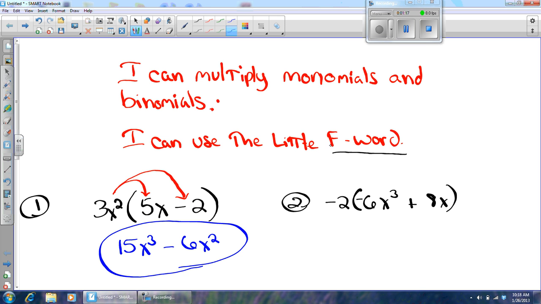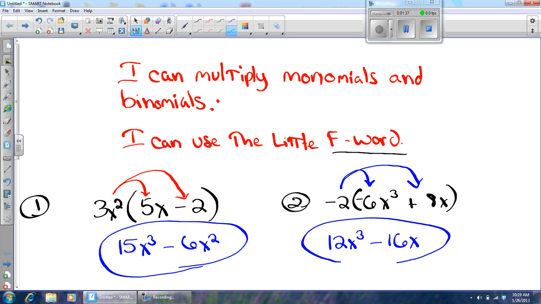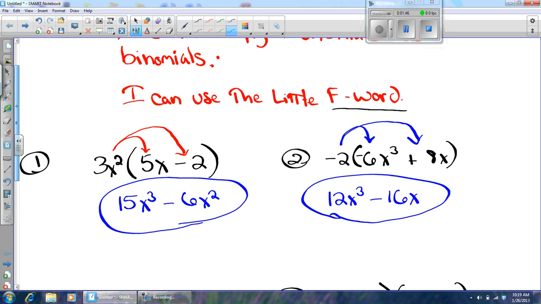Okay, Kara, check this one out. I bet you'll like this. I'm going to distribute a negative 2, right? So I'm going to do negative 2 times negative 6x cubed, which will be a positive 12x cubed. All right, and then I'm going to do negative 2 times 8x. I'll get a negative 16x. Can't combine them. They're not like terms. My answer is a binomial, and I am done. Okay, so there we've seen how to distribute, how to multiply a monomial times a binomial.